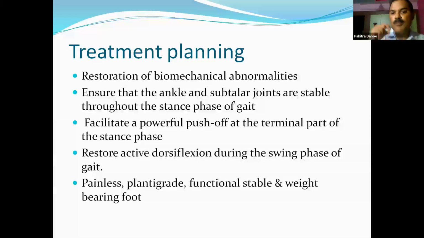Facilitate powerful push-off at the terminal part of the stance. As I said, the foot has to be inverted, rigid enough for the propulsion of the body weight. So a valgus foot cannot propel the body weight. Restore active dorsiflexion during swing phase of the gait. So whether the foot is going to neutral position or dorsiflexion or not, restore that. Ultimately, we are aimed towards a painless, plantigrade, functionally stable, weight-bearing foot. That is our motto, whether managed by antispastic, by orthosis, or by surgery.